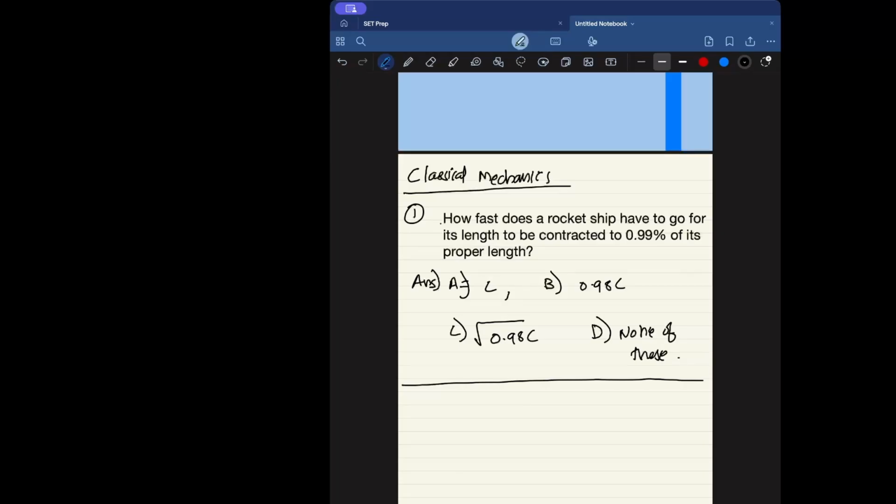Good morning, everyone. Today, let's discuss classical mechanics questions. These are questions from 2024 and 23 exams.